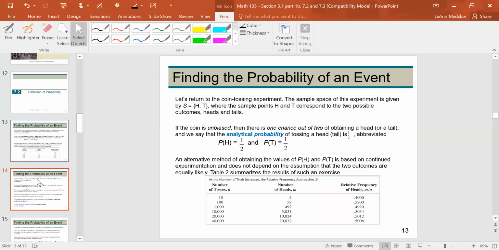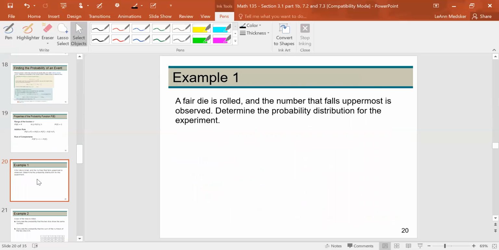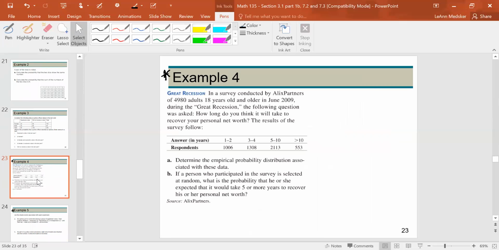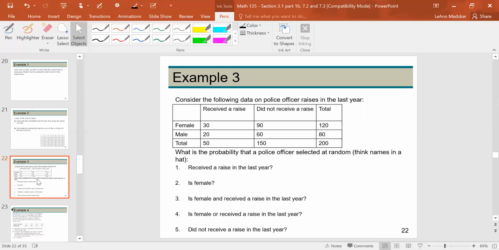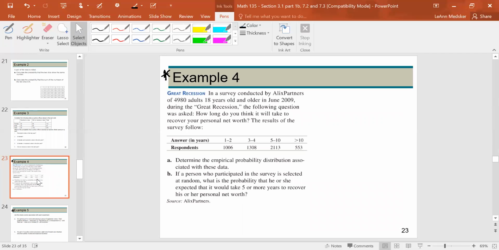We had just 3 more slides left to do in section 7.2, and that will allow us to start 7.3 on Tuesday's lesson. So we did the probabilities of rolling a single die, rolling 2 dice, and then we talked about probability from a chart. So now I'm going to be starting with example 4, and it says, in the Great Recession, in a survey conducted by AlixPartners of 4,980 adults, so that's our sample size, 18 years and older, that's just who they are, in June of 2009 during the Great Recession, the following question was asked: how long do you think it will take to recover your personal net worth?